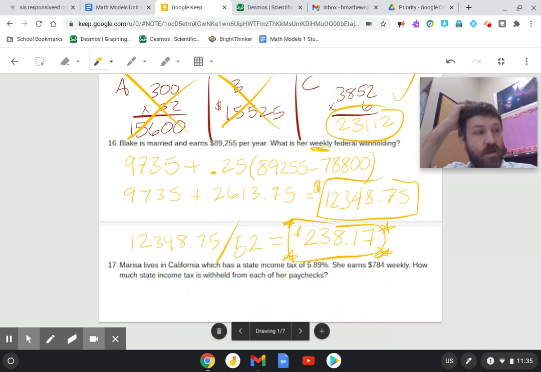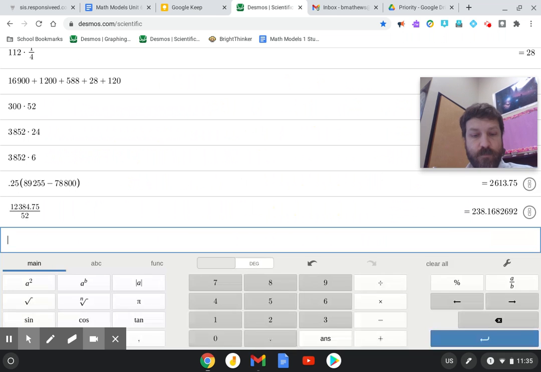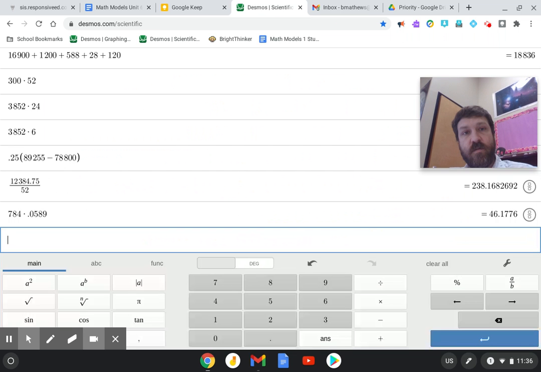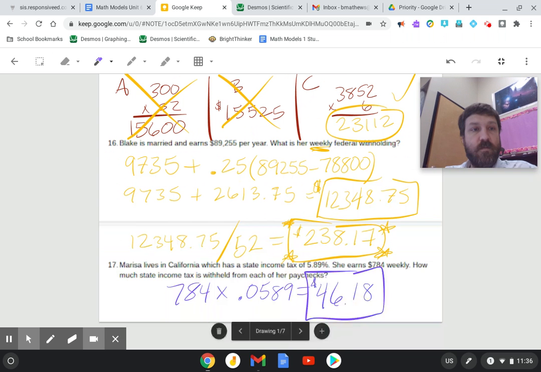Last thing, Marissa lives in California, which has state income tax of 5.89%. She earns $784 weekly. How much state income tax is withheld from each of her paychecks? Easy calculation, 784 times the percentage, which is 0.0589. That's the amount withheld. 784 times 0.0589 is about 46.18. I'm rounding there. There it is.